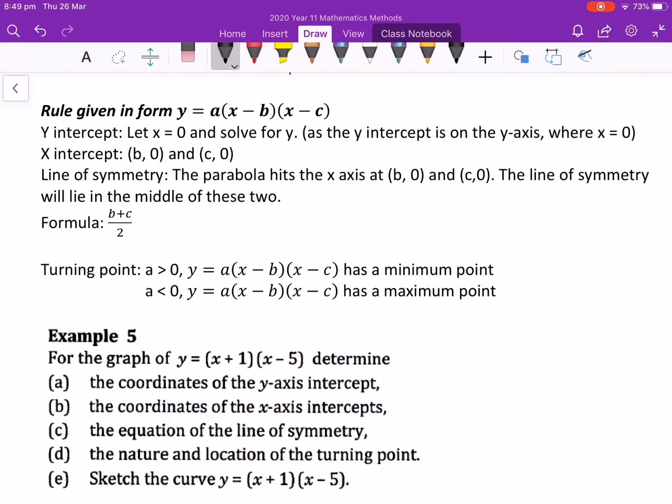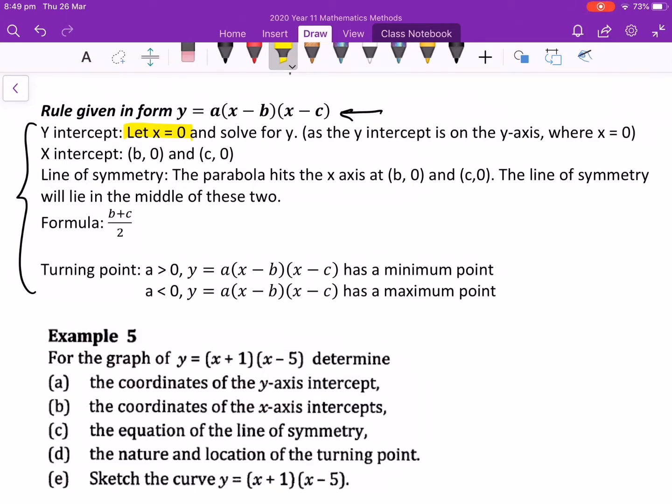So I'm going to be looking carefully at this form here, y equals a(x take b)(x take c). Here you can see I've got some little hints and tips to show you how to find some of those particular features when given to you in this format. Okay, so let's have a look. My y-intercept, I can find when I let x equal 0, and I can just rearrange and solve for y. This is because the y-intercept is going to be on the y-axis where x equals 0. So that's why that works. Okay, and I can put that coordinate in and just see what my y-intercept is going to be.